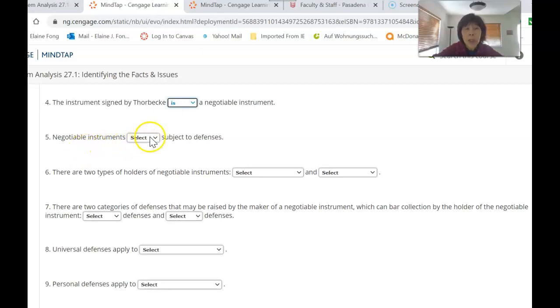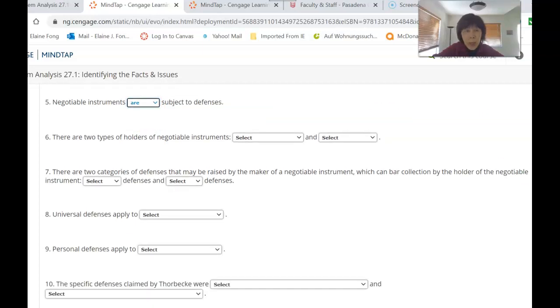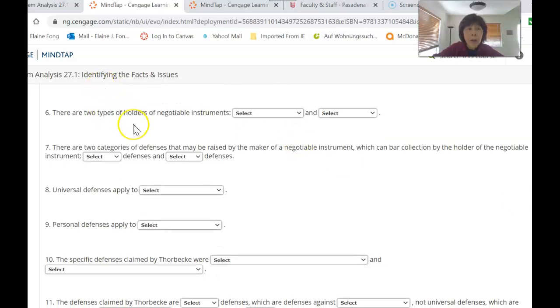Number 5, negotiable instruments are or are not subject to defenses. Well, they certainly are subject to defenses. They are not free of a defense against payment, right? Number 6, there are 2 types of holders of negotiable instruments. You can have a holder in due course, a principal holder, or a special holder. Of those 3 terms they give you, the term is holder in due course, which we have been learning about. So that's one type of holder. The other type of holder is it an ordinary holder, principal holder, or special holder? The term we use is ordinary holder, just a regular holder, no special status.